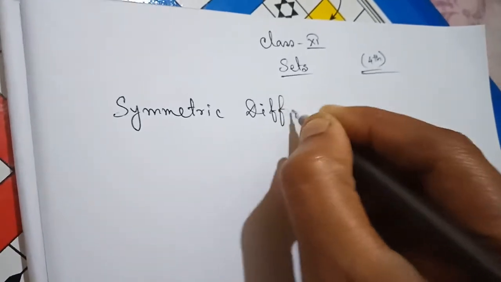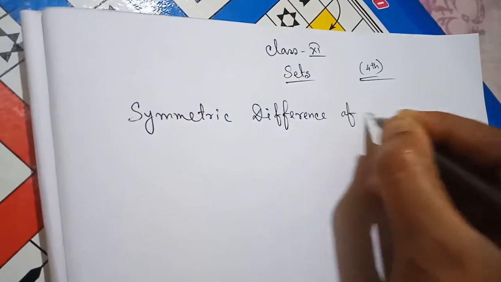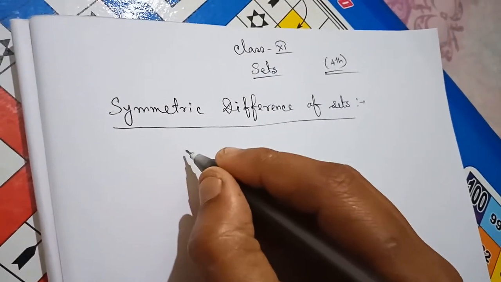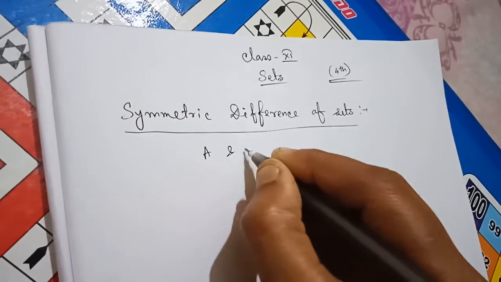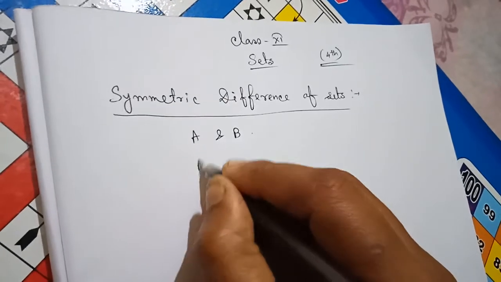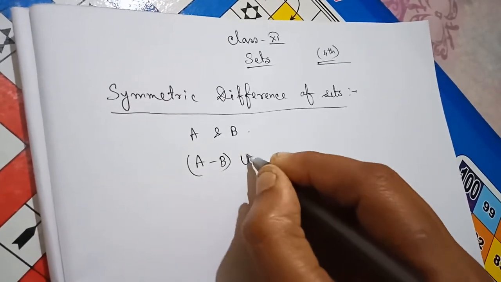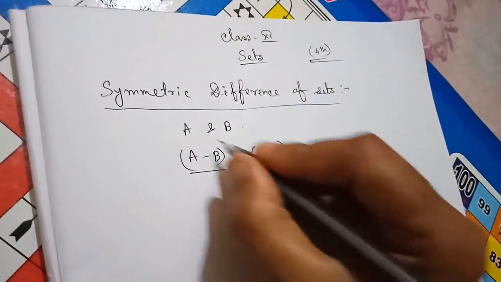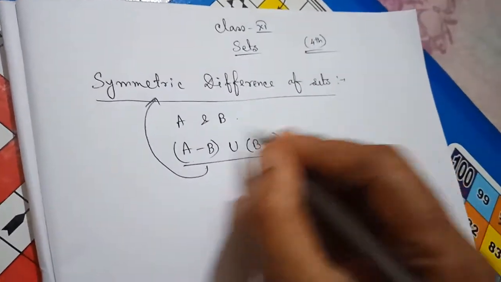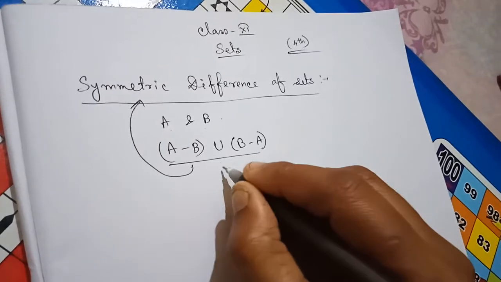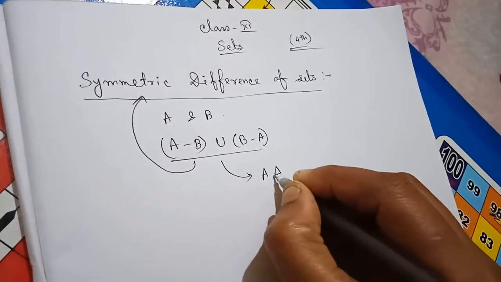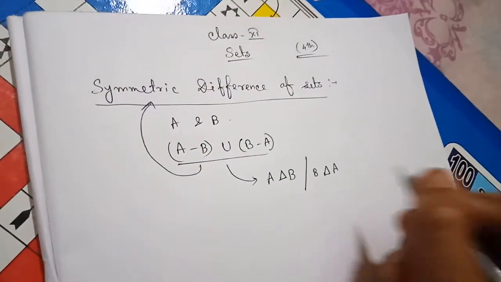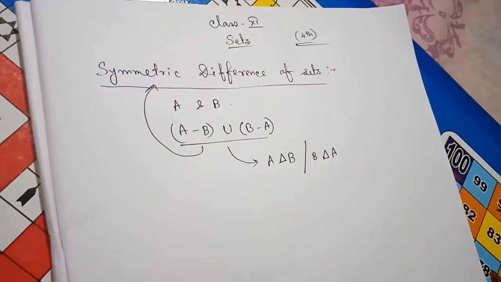Symmetric difference of sets. Let there be two sets A and B. Then A minus B union B minus A is called the symmetric difference of the sets A and B, and this is denoted as A delta B or B delta A. This is the sign of a capital letter delta, you can say the triangle sign.